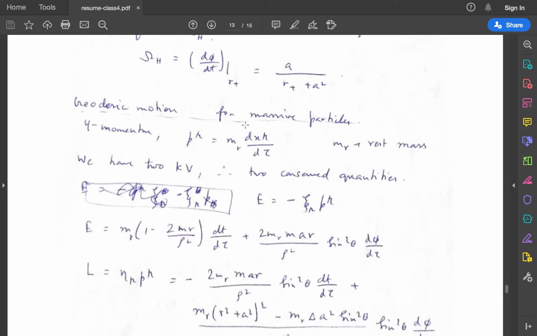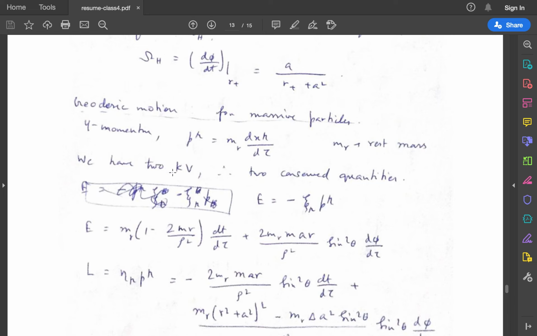So we can also have geodesic motion. Let us only consider massive particles. What happens for geodesic motion? I can write the four-momentum, which is m_r dx mu by d tau. This is the four-velocity, and m_r is the rest mass. Remember, m_r is the rest mass of the particle, and M was the gravitational mass of the black hole.